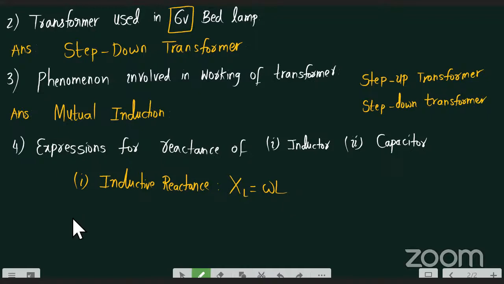And what is the second one? Second one is capacitive reactance, whatever you can write. Capacitive reactance. And it is given as XC is equals to 1 by omega C. It is given as what? XC is equals to 1 by omega C. I hope you will remember these formulas. So let us move on to the next question.